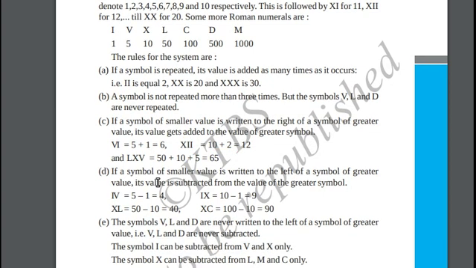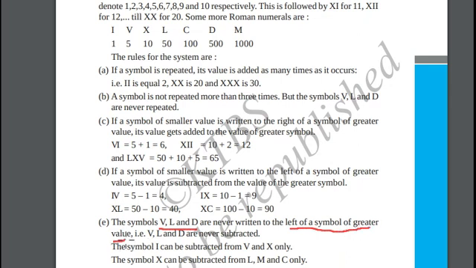Similarly, if a symbol of smaller value is written to the left of a symbol of greater value, its value is subtracted from the value of the greater symbol. Here 5 is the greater number compared to 1, and 1 is written to the left of the greater number. So we will subtract these two numbers. 5 minus 1 is equal to 4. Similarly, 10 is greater and 1 is written left to it. So we will subtract 10 minus 1. We will get 9.